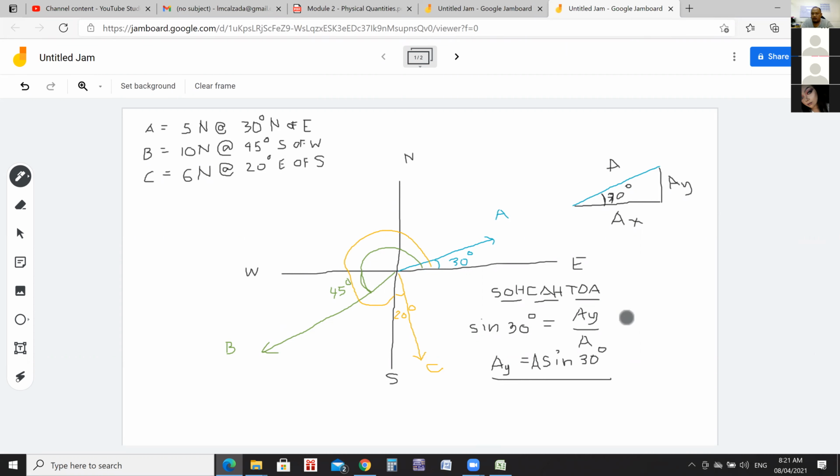So say for example, cosine of A is equals to adjacent, which is AX, all over the original vector or the hypotenuse, which is A. Again, transpose, we have AX is equals to A cosine of theta. We managed to represent the horizontal component of the vector in terms of its original vector.